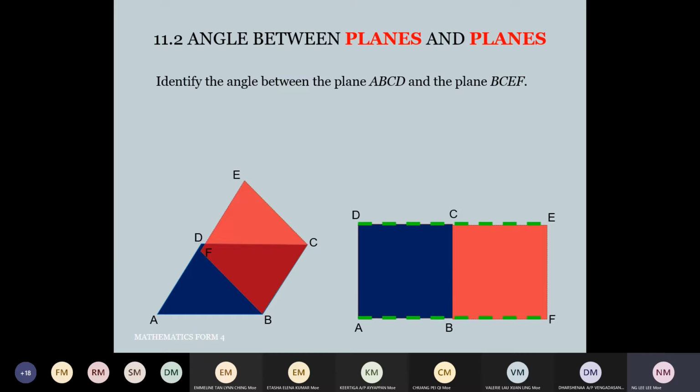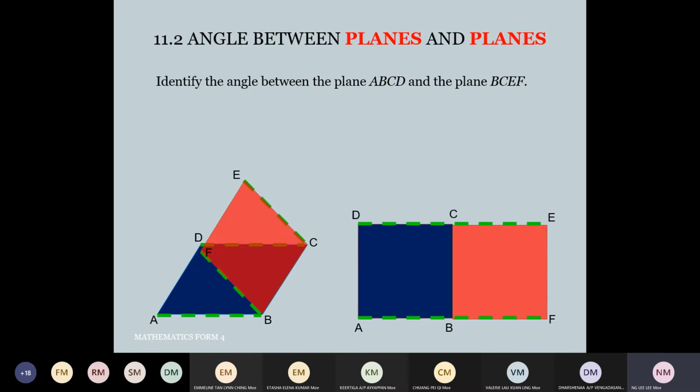Okay, for this topic you have to imagine a little bit. Just now the two papers were bent a bit, so you have an angle in between the two papers. Now imagine you open out those two papers. When you open out, the line that you draw crosses both planes. You see the dotted green color? That line will form the angle.